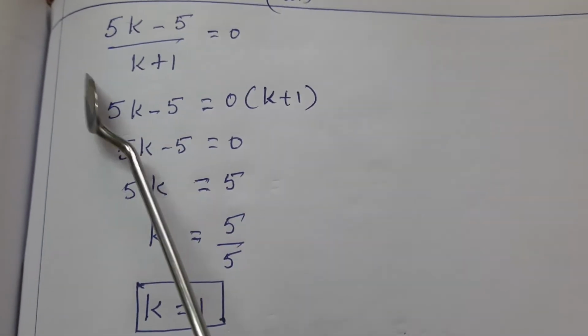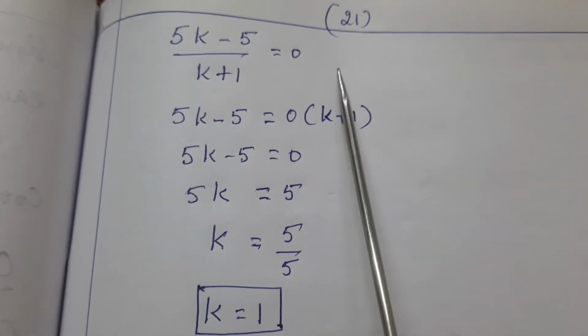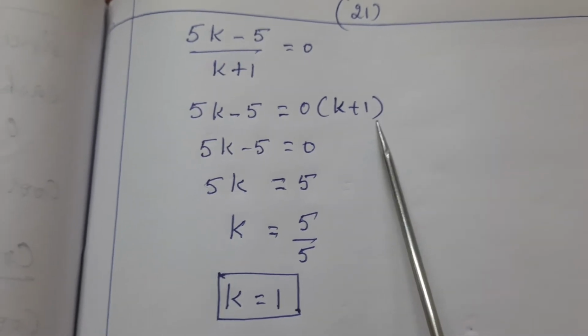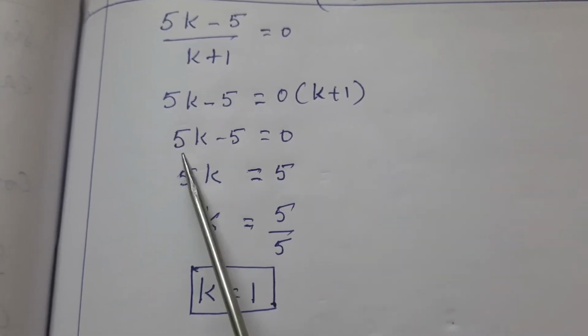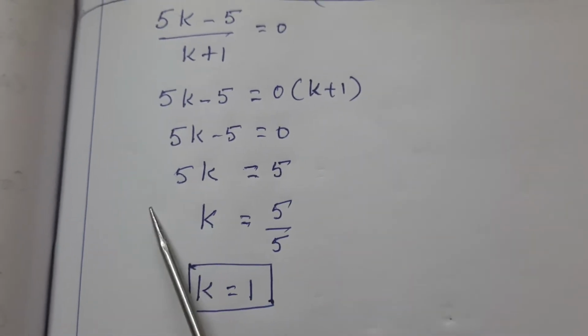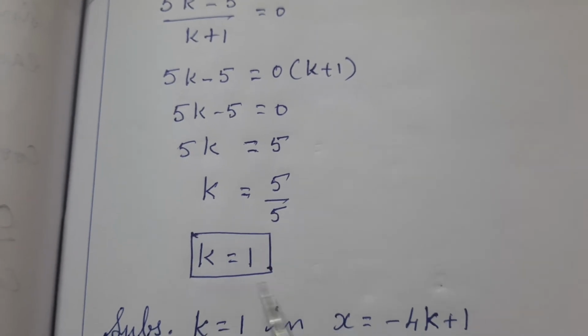Now 5k minus 5 by k plus 1 is equal to 0. So 5k minus 5 is equal to 0 into k plus 1. 5k minus 5 is equal to 0, since 0 into any number is 0. 5k is equal to 5. k is equal to 5 by 5. k is equal to 1.